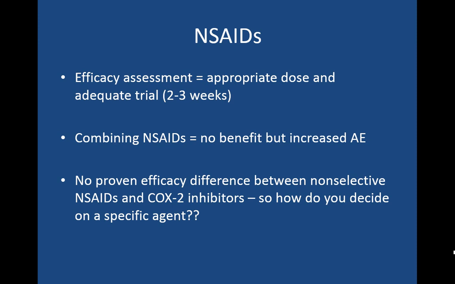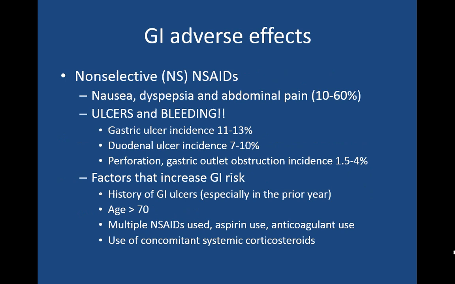So there's no proven efficacy difference between the COX-2 inhibitor, which is what? Celebrex, right? Celecoxib, or non-selective NSAIDs. So the question is how do you decide which one you want to give them? Other than the fact that NSAIDs are over the counter and they have to have a prescription for Celebrex, it really all comes down to adverse effects and what you're trying to avoid in that patient.